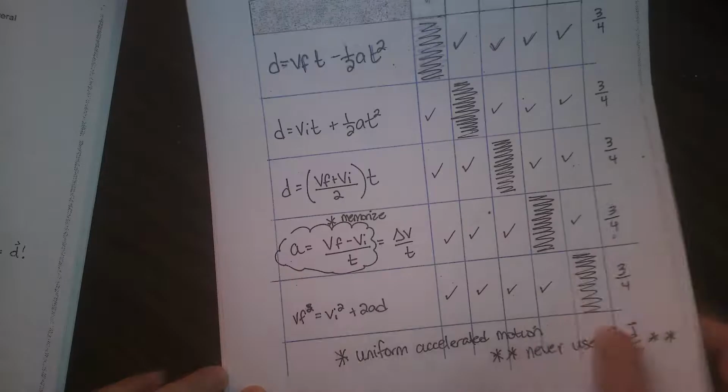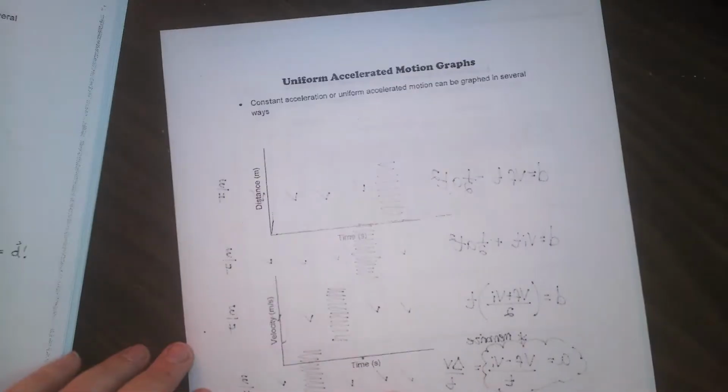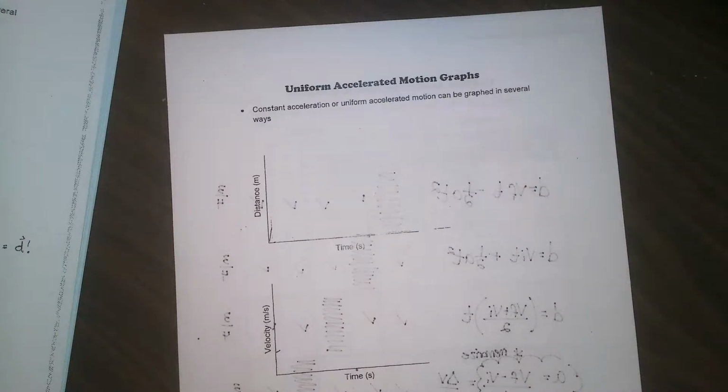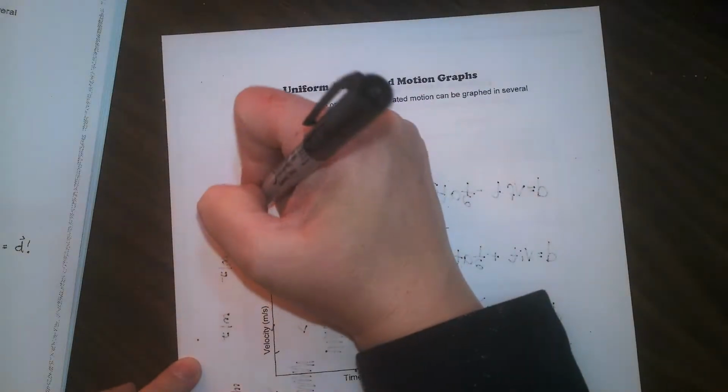All right, let's look at graphs. Oh, yeah, you can see. Okay. Uniform accelerated motion graphs. We're going to be looking at distance versus time, velocity versus time, and acceleration versus time. And if we're talking acceleration, we're going to make one correction. We're going to call this what?